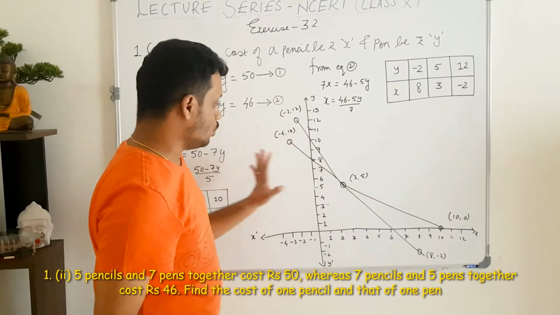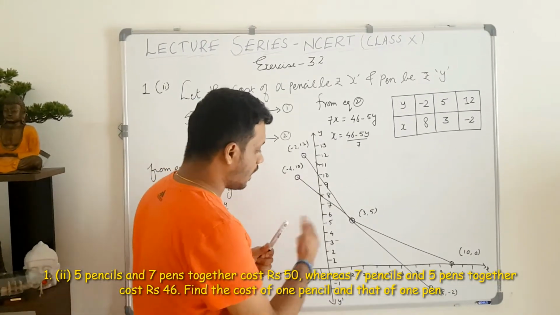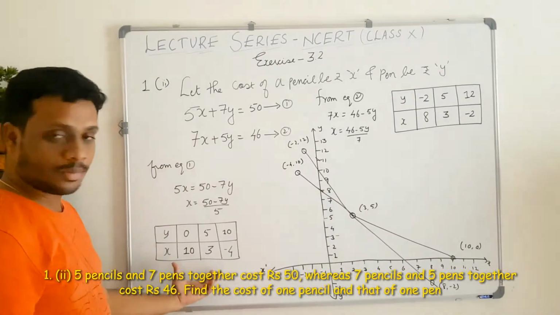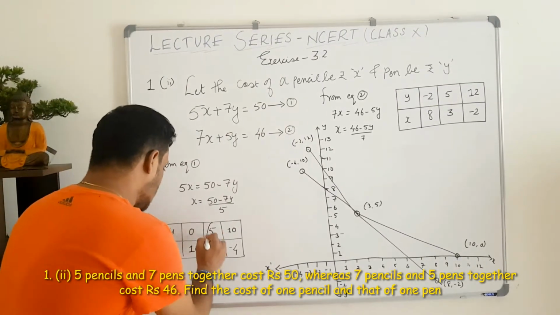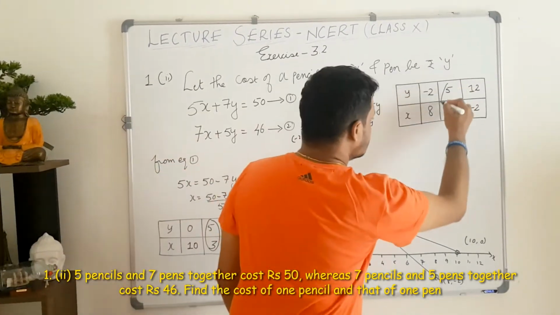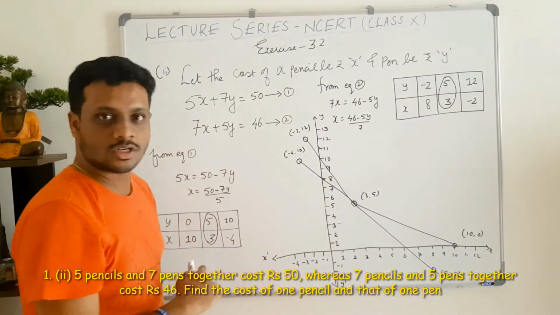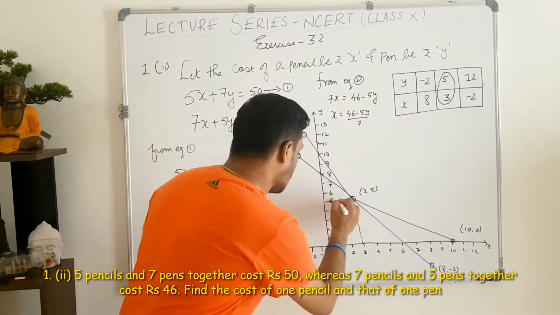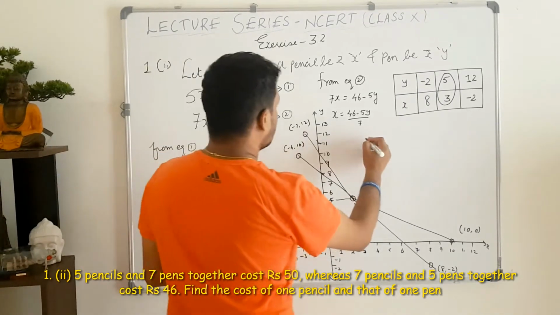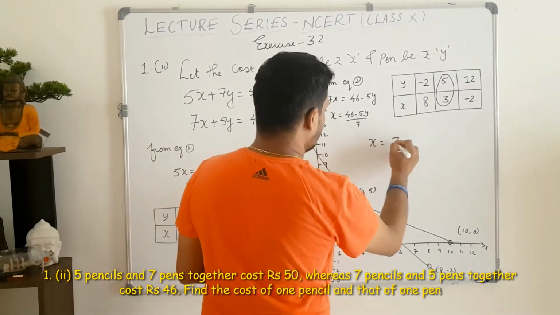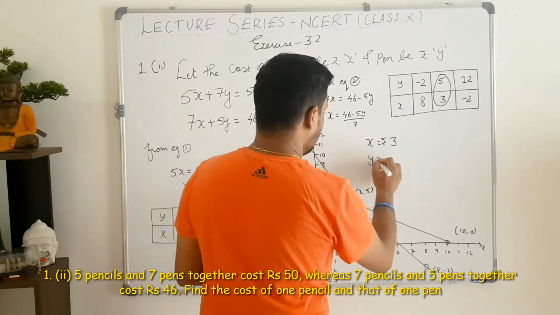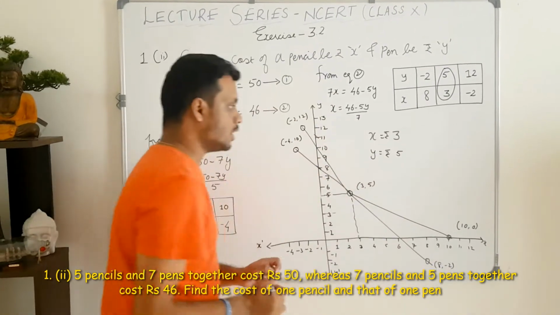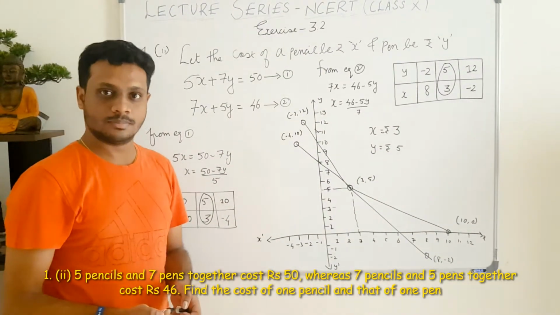So when I look at both the graphs, I see the graph intersects at a point, and it's also evident from the values that when x is 3, y is 5. Here also when x is 3, y is 5. So those are the points which are shared by both the equations. So I will be getting my x value as 3 and y value as 5, which means the cost of a pencil is 3 rupees and for the pen it is 5 rupees.